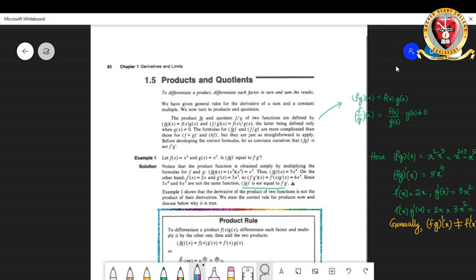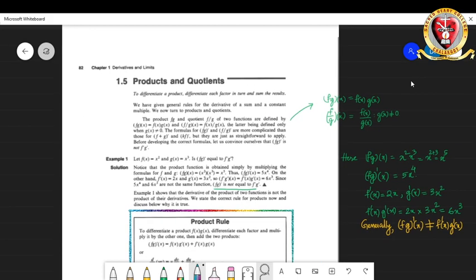So first consider two functions f of x and g of x. The product of the functions fg of x is defined as f of x into g of x, and also the quotient of f by g of x is defined as f of x divided by g of x, where g of x should not be equal to 0. So that's how we define the product and quotient of two functions.